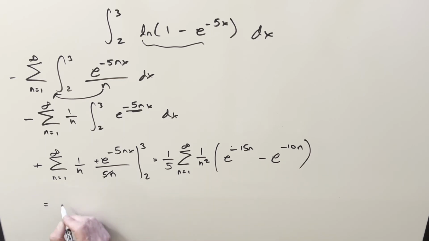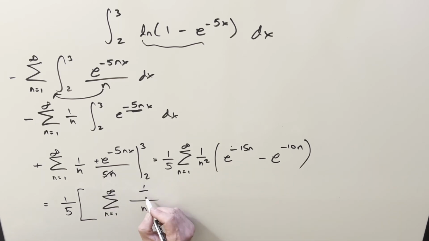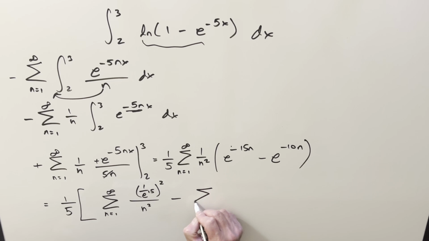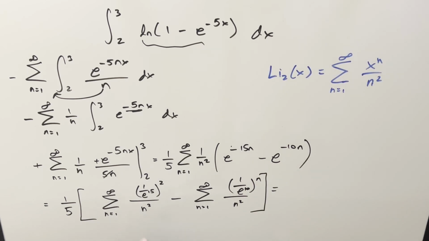So we're going to have 1/5 in front of everything. So let's bring that way out in front. And then for the sum, we'll write it as n equals 1 to infinity. So for this first sum, it's going to be over n squared. This I can write as 1 over e to the 15, all to the n. For the second one, let's write it the same kind of way. Just write it as a sum over n squared, and we'll write it as 1 over e to the 10, all to the n.